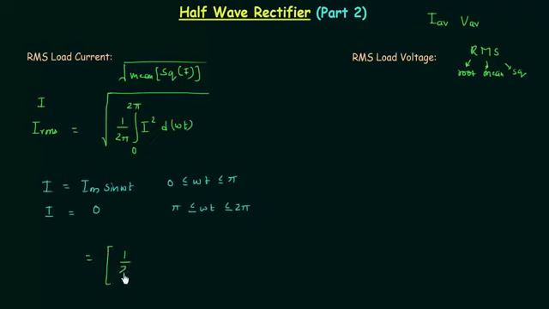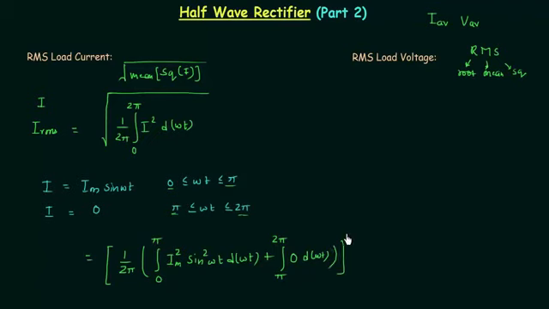We have 1 by 2 pi inside the bracket, integration from 0 to pi when omega t is from 0 to pi. I is equal to Im sine omega t, and we have I square, so I will write down Im square sine square omega t d omega t. This is what we have, plus integration from pi to 2 pi. When omega t is from pi to 2 pi, I is equal to 0, so we have 0 here, d omega t, and I will represent the square root by making the power equal to 1 by 2.